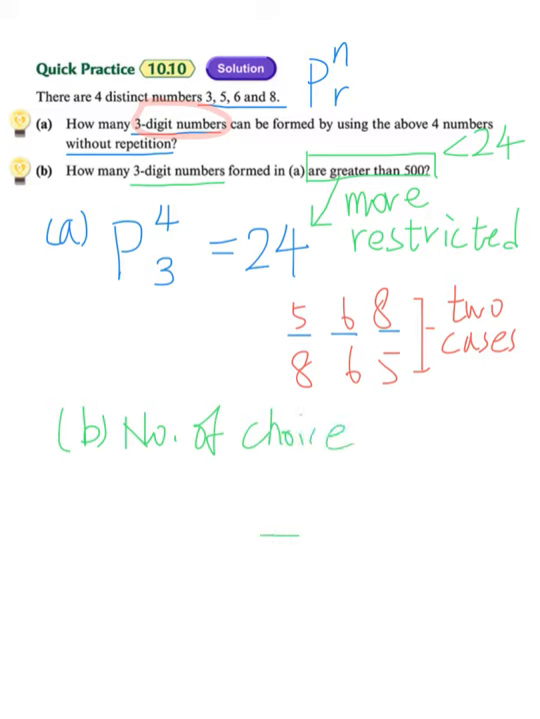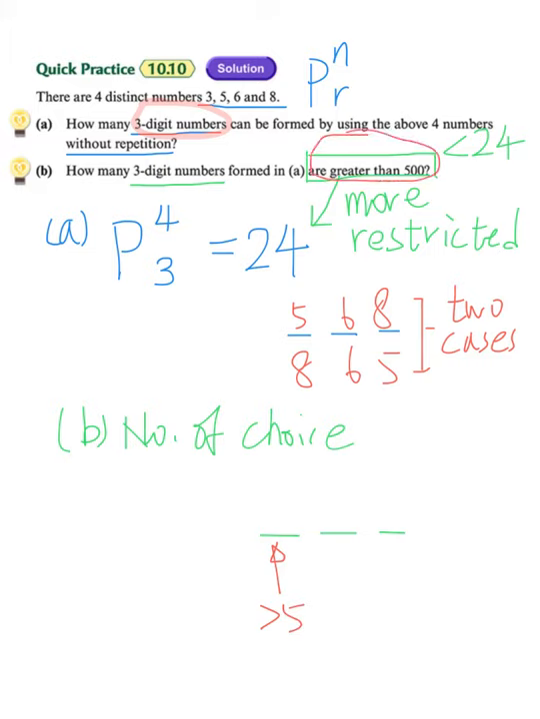Now again, you write down the spaces. How come I write 4 spaces? It should be 3 spaces. Definitely you can see that the constraint is in the hundreds place. So the hundreds digit should be greater than 5 in order to make sense for greater than 500.